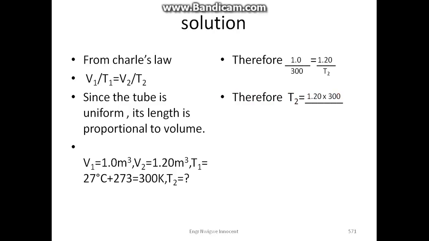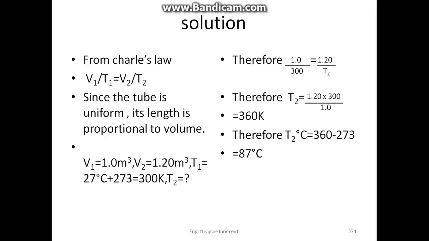Therefore, T2 is equal to 1.20 times 300 all over 1.0, which gives us 360 Kelvin. Therefore, T2 in degrees is equal to 360 minus 273, which gives us 87 degrees centigrade.